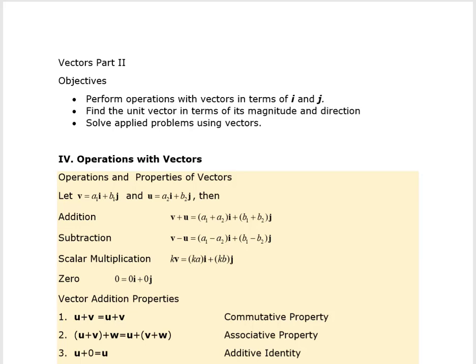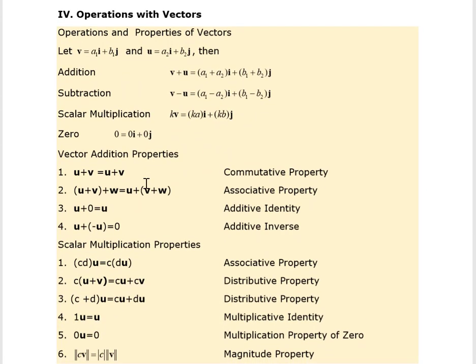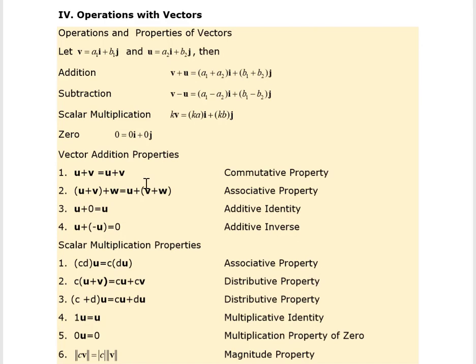In the second part of vectors, we want to look at how to perform operations with vectors. We want to find a unit vector in terms of its magnitude and direction, and we'll solve some applied problems. So I just want to quickly go through some of the operations here. These are really straightforward, very algebraic based.